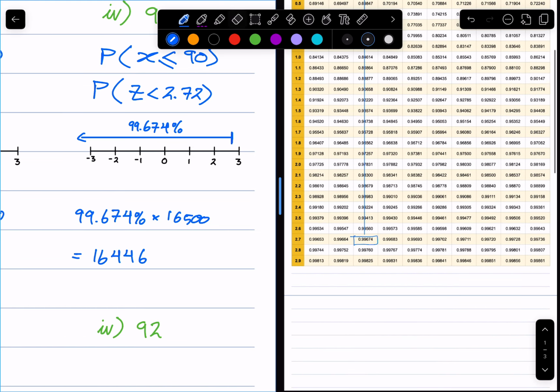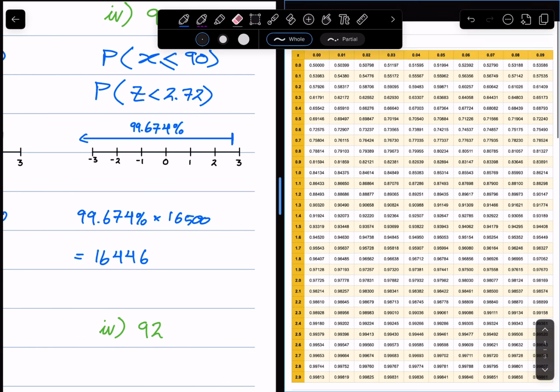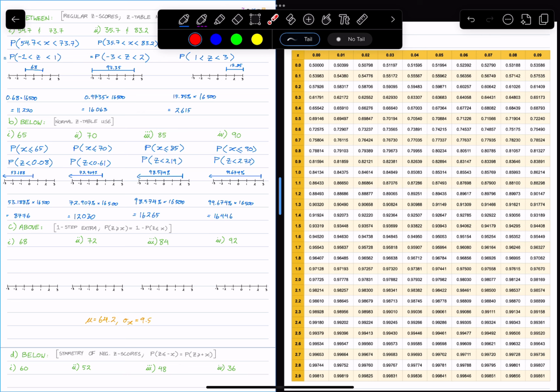So I hope that's given you an insight with this regular use of the Z-score table. So notice how it's always going to be below, well, this table showing below a particular Z-score. In the next video, we're going to see this working above a particular Z-score.